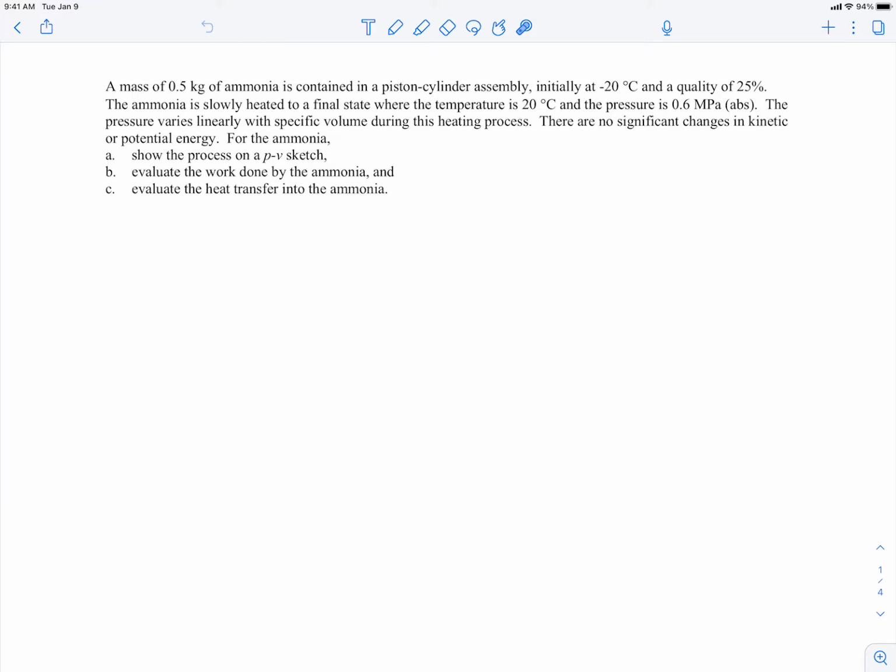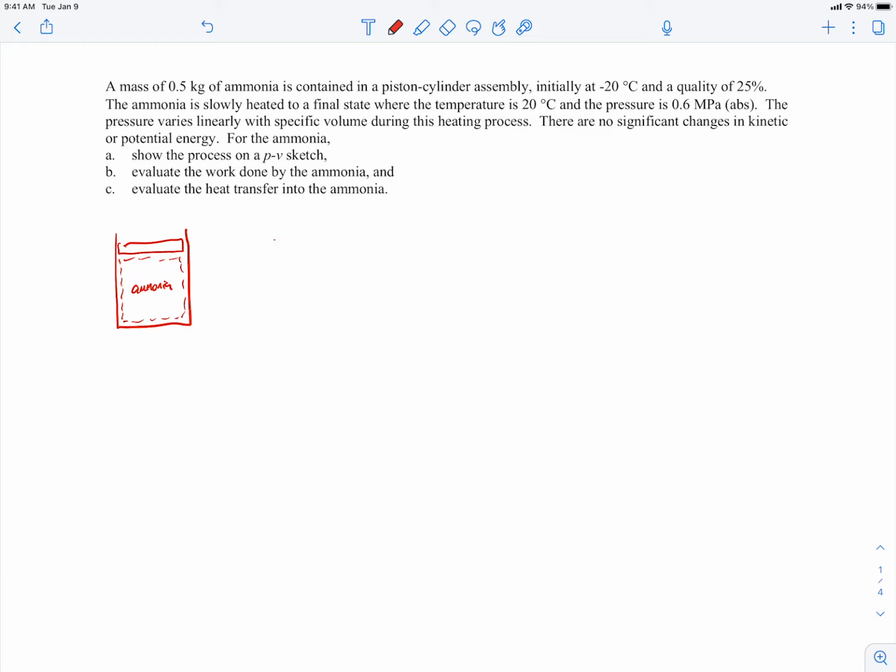In this example, we have a mass of a half kilogram of ammonia. It's contained in a piston cylinder assembly, so let's sketch that out. So here's our cylinder with the piston, and inside here we have ammonia. That's going to be our system.